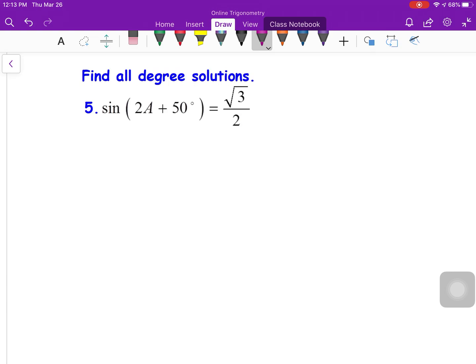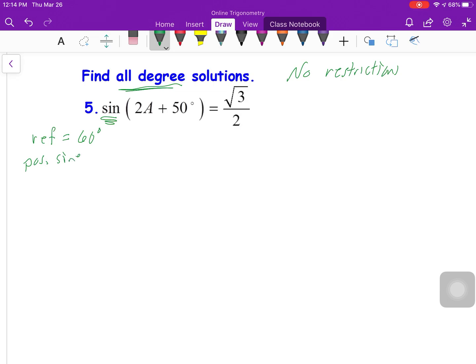One last example here in this lesson, and this one again asks us for all degree solutions and has no restrictions. Now at first glance, this one looks like it's much more complicated than the ones we've done before, but it actually isn't. In fact, the trig function is already isolated, and we do have a reference angle. The reference angle in degrees, where sine is equal to square root of 3 over 2, would be 60 degrees.